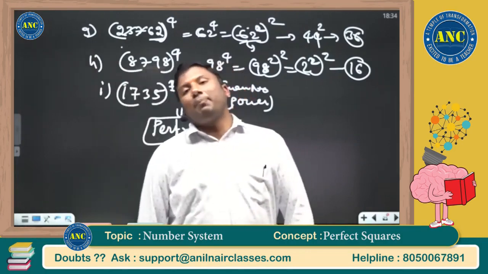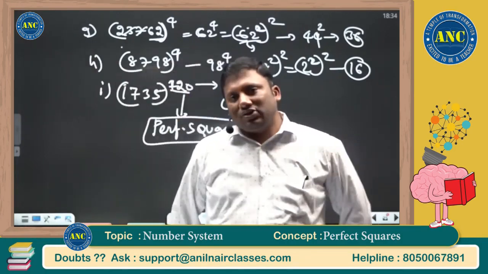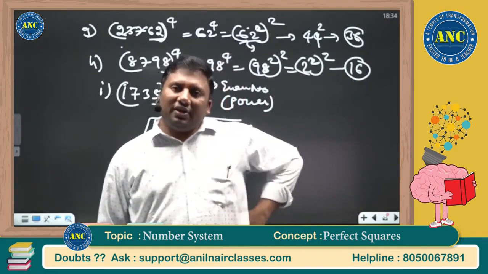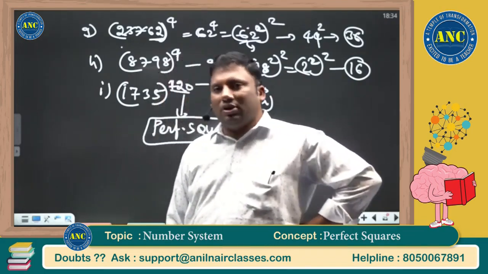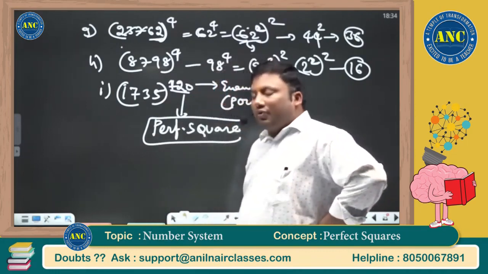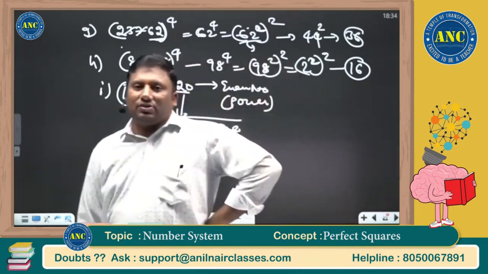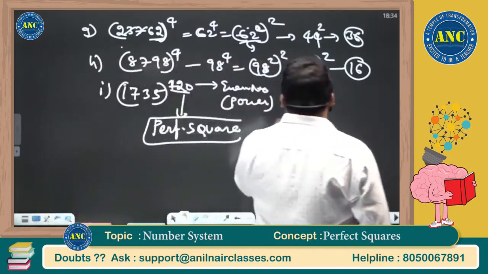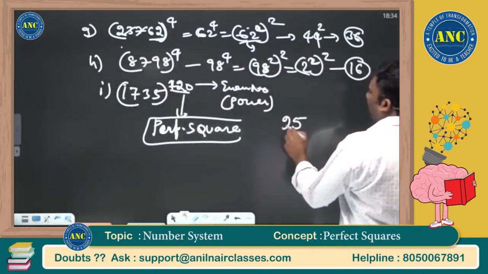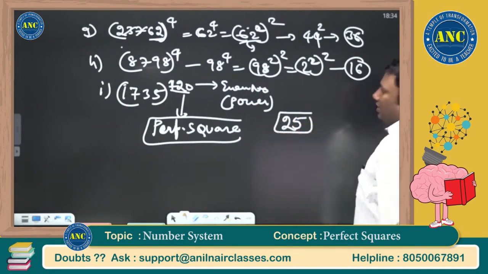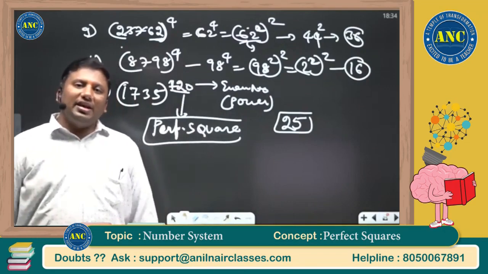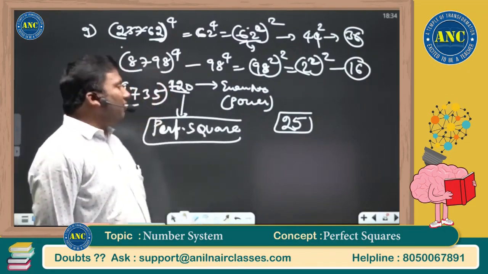What is the nature of a perfect square ending with 5? 5 square 25, 15 square 225, 25 square 625, 35 square 1225, 45 square 2025, 65 square 4225, 75 square 5625, 85 square 7225, 95 square 9025. The answer is always 25. 1735 power 120, power is an even number, then the number is a perfect square.